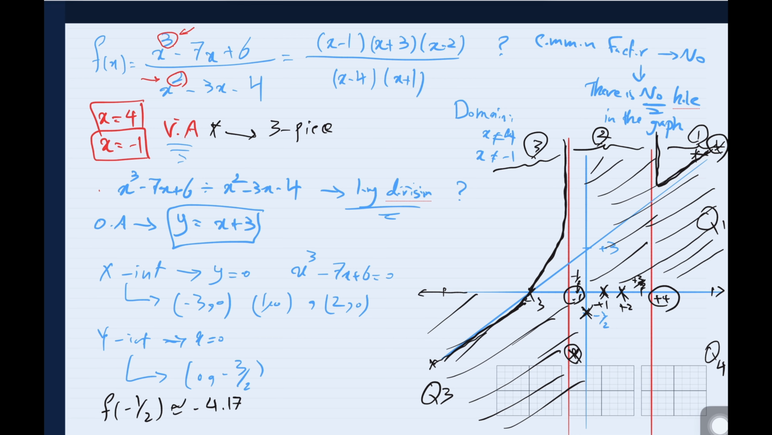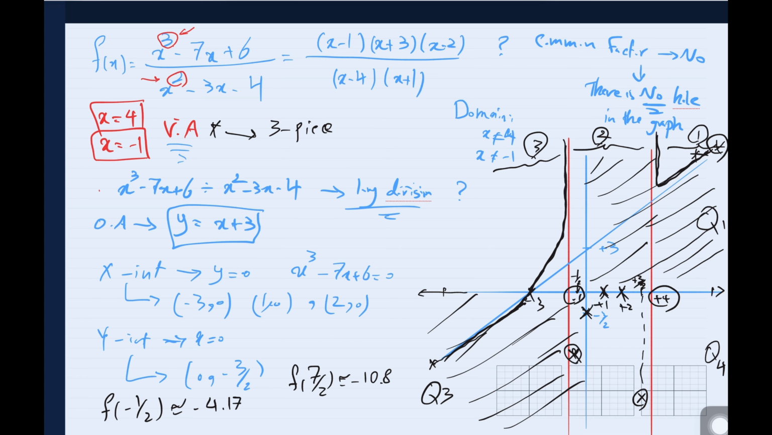And also, if I calculate f(7/2), that is also going to be a negative number, almost -10.8. So what does that mean? Then this function will be a U shape and downward.